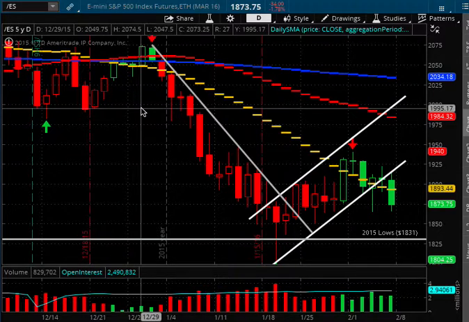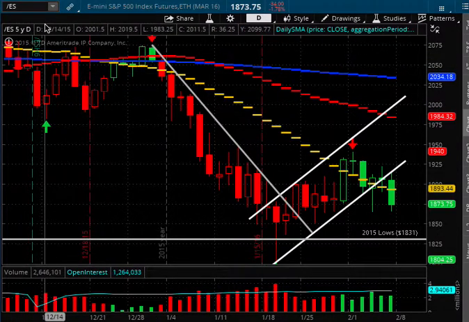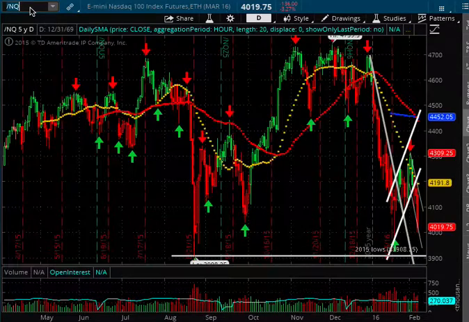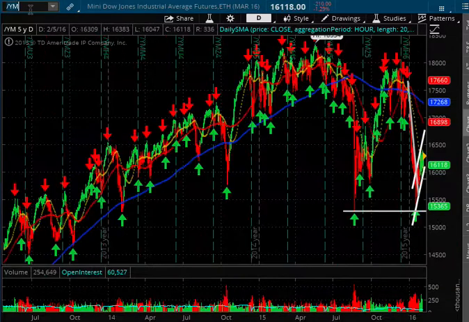You can also day trade the different indices. You can day trade the S&P 500 futures by following the ES, which we have here. You can also day trade the Nasdaq, which is the NQ, and you can also trade the mini Dow, which is what I love to day trade during the day, and that's the YM.